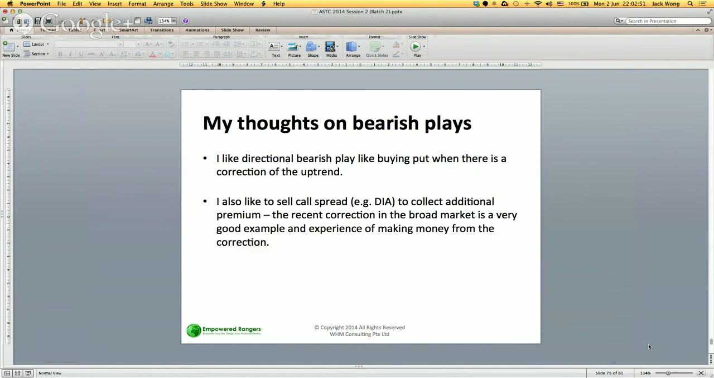My final thought on bearish play. I like a directional bearish play as insurance, which I've just shown you, especially when I see a potential correction, using stochastic bearish divergence as a warning, and then using a trend line to see whether the trend is broken. You can do a very nice bearish play quite fast.